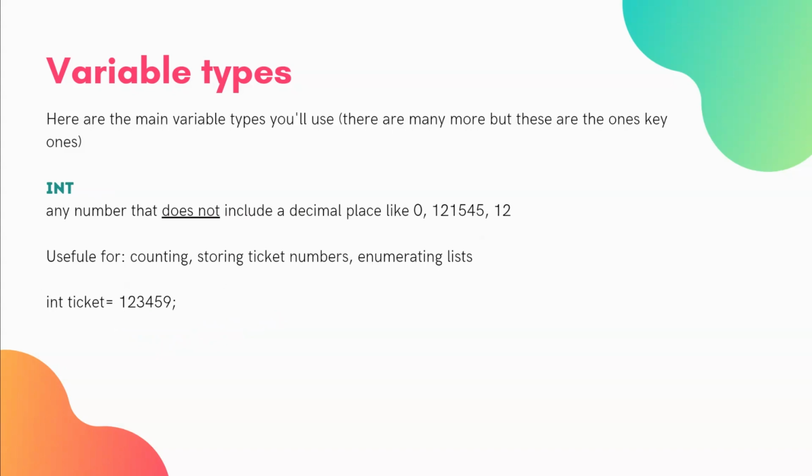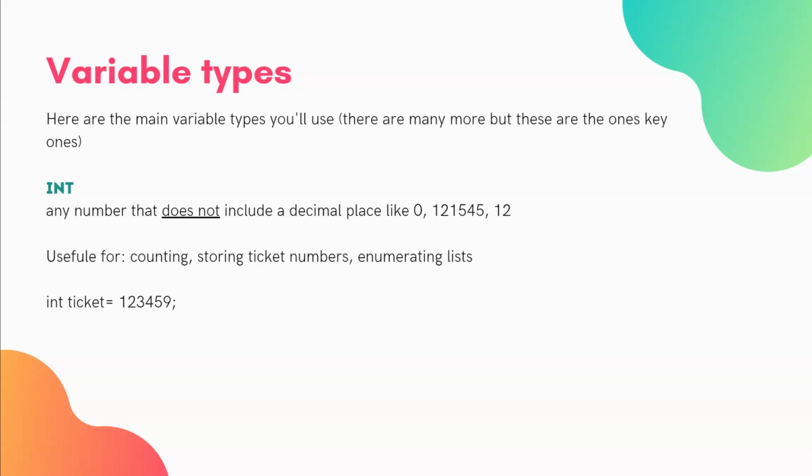The second type of variable we look at is an int, which is any number that does not include a decimal place, like 0, 121545, or 12. It's useful for counting, so if you're counting the number of trades, you would use an integer. You store ticket numbers, which come back from MetaTrader as integers. And you can also use it for enumerating lists.